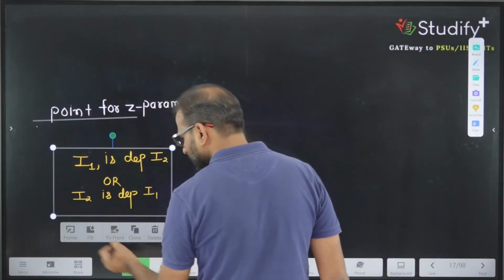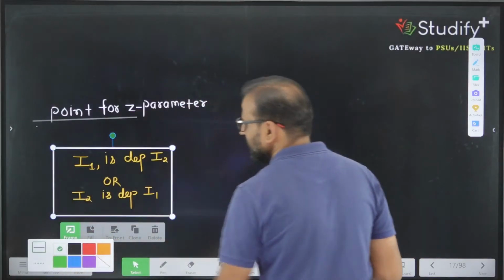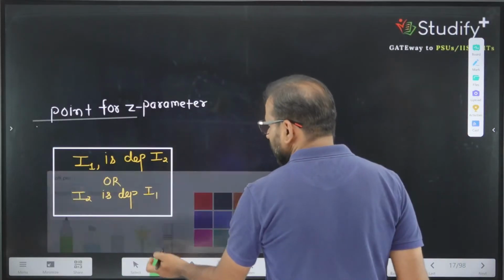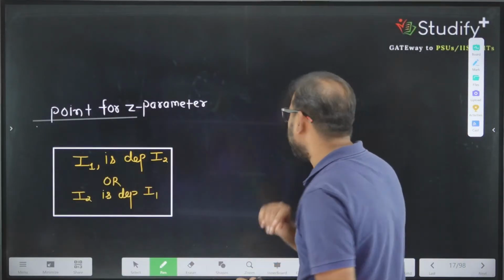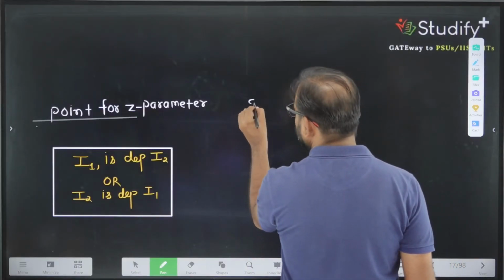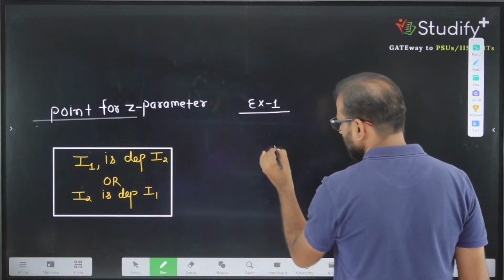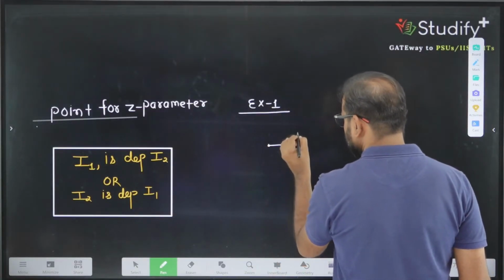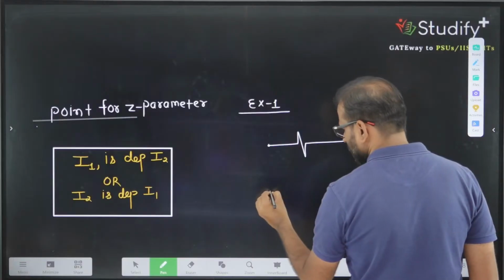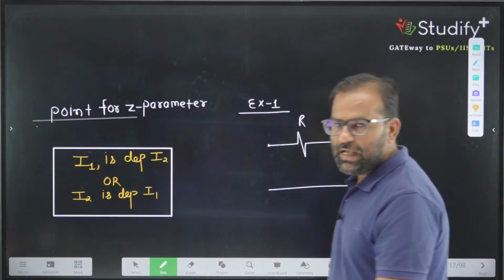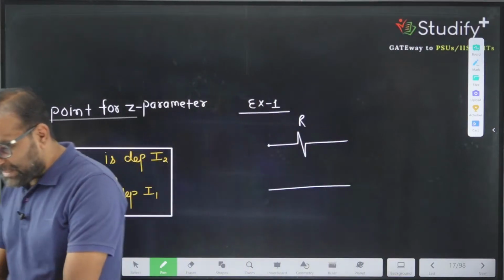That's why there is a very popular saying that Z parameter is not defined for the transistor. Why is it not defined for a transistor or any network which has this property? Let's take the first example where Z parameter is not defined. Say I have one simple resistance, and this resistance has value R. I am interested in the Z parameter of this network.